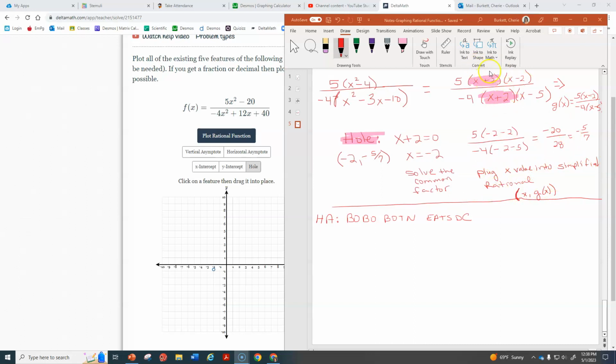So we cancel out that common factor. That leaves me 5 times x minus 2 and negative 4 times x minus 5. I plugged in this negative 2 right here, in the place of those x's. And you can do that on Desmos, as long as you give it a function name, then you can plug it in. I'll show you what I mean.